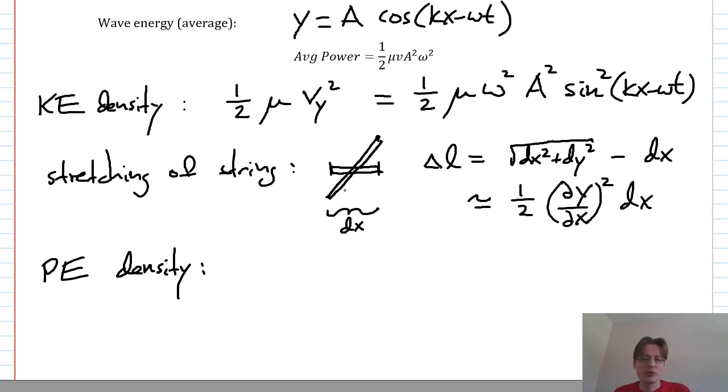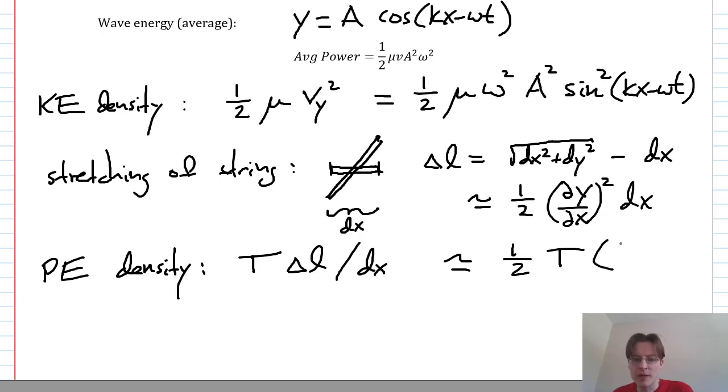So I would take the force, which is stretching it out by delta L, and multiplying. Force times the change in length will tell me the energy stored in it. So I'll take the force, which is just the tension, multiplied by delta L. And that's basically it. I want the energy density though, so I have to divide by the length dx. And now I just plug that in. I plug in the expression for the change in the length, and I get 1/2 times the tension times (dy/dx) squared.